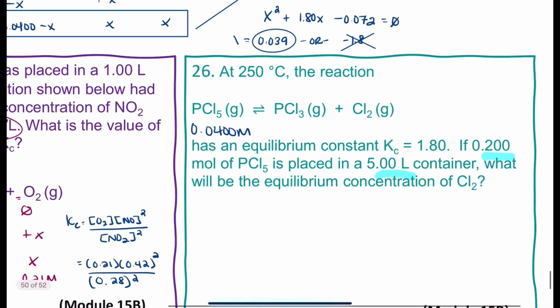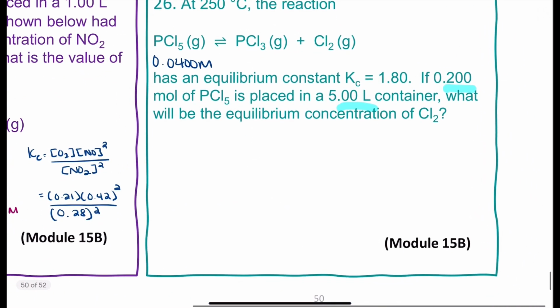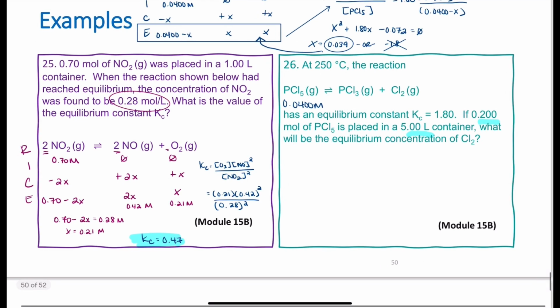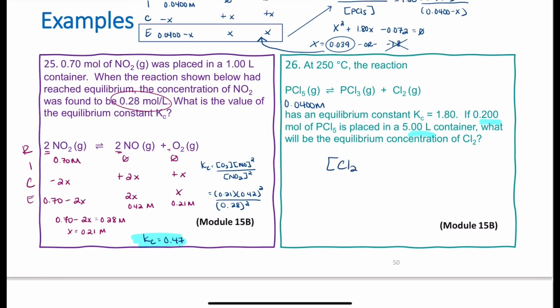So I'm going to ignore the negative one and take the positive one. So 0.039. But that means that x is equal to 0.039. X represents the equilibrium concentration of Cl2. So that means at equilibrium, Cl2 is equal to 0.039 molar. And again, if I was to check that, 0.04 minus 0.039 leaves basically nothing behind. Definitely more than 5%.